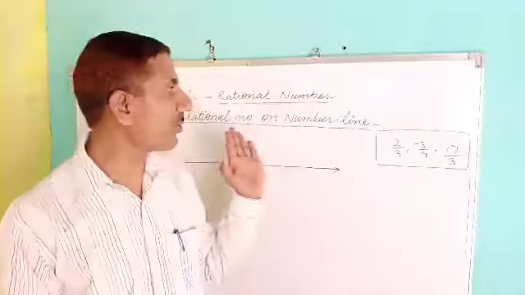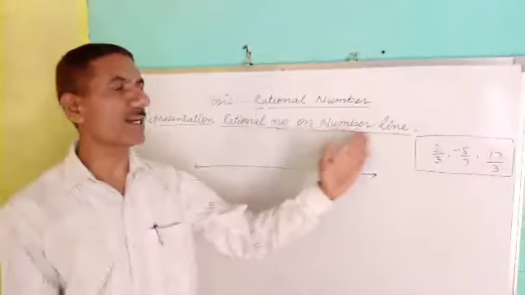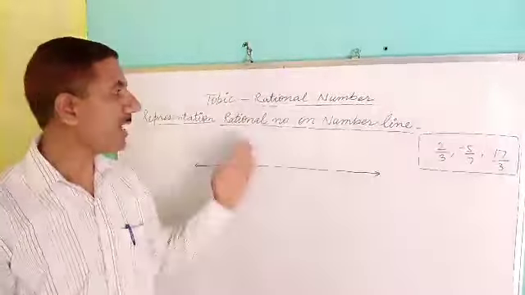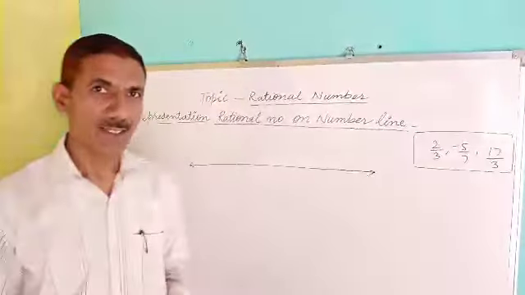Today with a new topic, rational numbers and representation of a rational number on the number line. How do we represent any rational number on the number line?